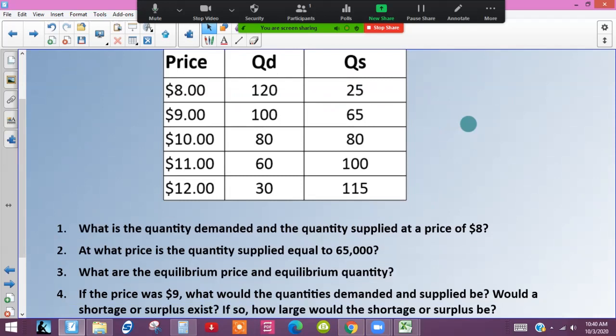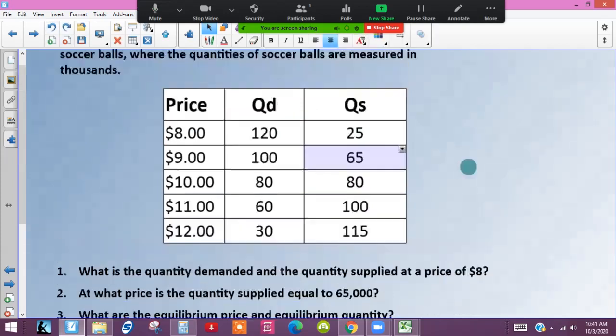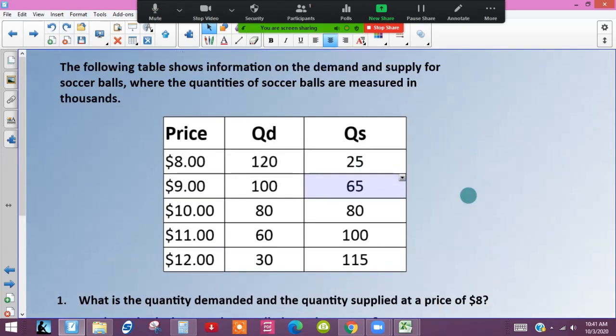The next question, number 2: at what price is the quantity supplied equal to 65,000? Well, that's going to be right here, right? So when the quantity supplied is 65,000, once again, this is in thousands, then the price is going to be $9 per soccer ball.